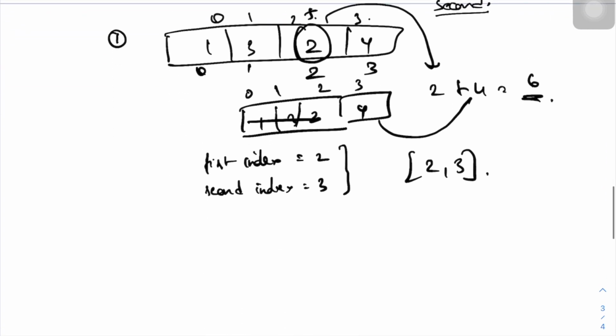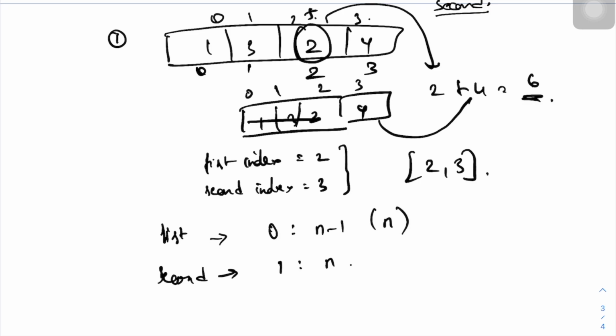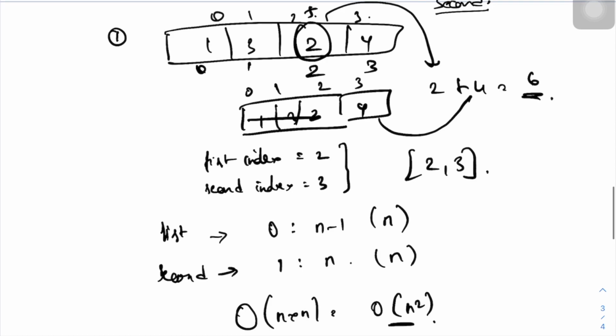If you see, the first loop is running from 0 to n-1, and the second loop in the worst case will run from 1 to n. So here logically this is n and this is n. So your time complexity will be big O of n into n, which is nothing but big O of n square. Now how can we improve our complexity?